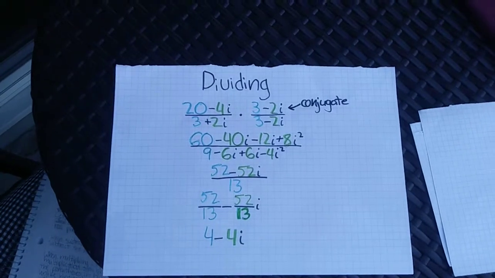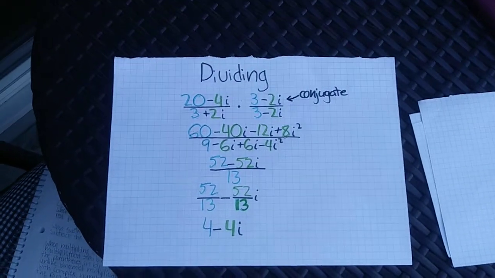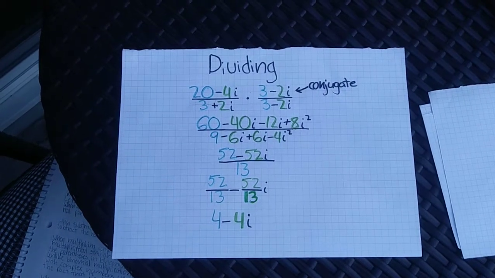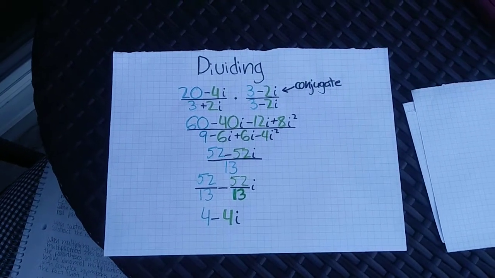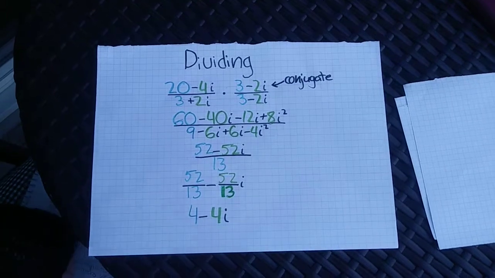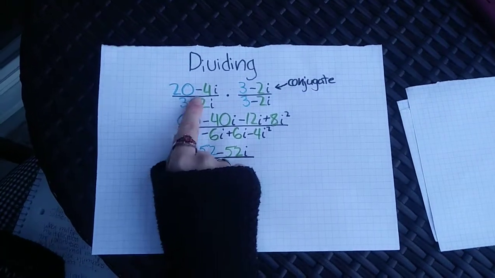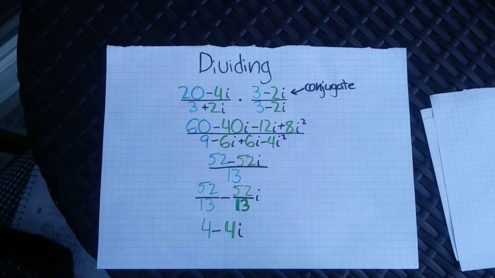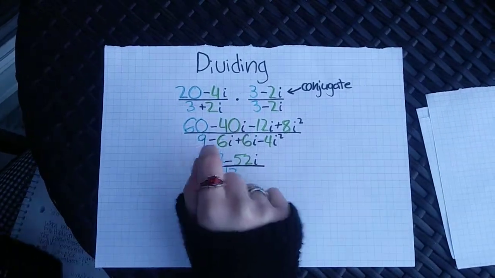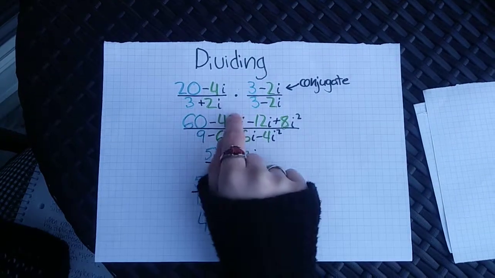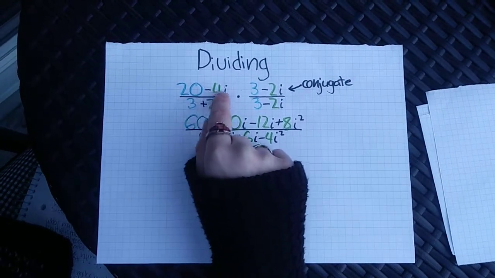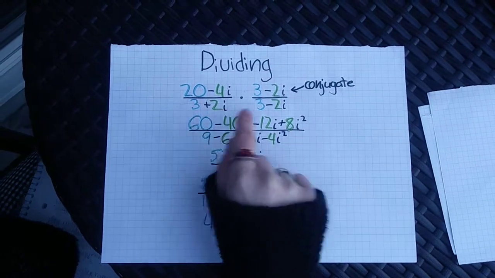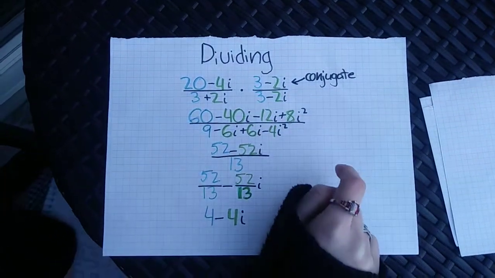When dividing complex numbers, remember to multiply both sides by the conjugate of the denominator. A conjugate is a number with the same real part and the opposite imaginary part. In this example, you have 20 minus 4i over 3 plus 2i. You multiply both sides by the conjugate of the denominator. So you multiply 20 minus 4i by 3 minus 2i, and 3 plus 2i by 3 minus 2i.